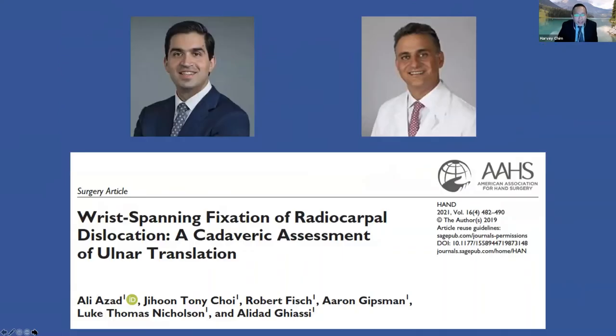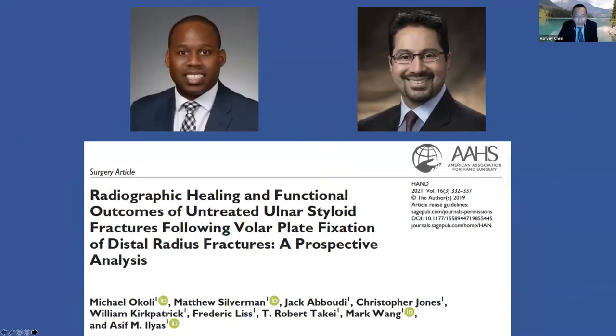So we have an exciting lineup of papers today. First of all, our first paper will be Wrist-Spanning Fixation of Radiocarpal Dislocation, a Cadaveric Assessment of Ulnar Translation. And we have Drs. Ali Azad and Alidad Ghiassi joining us tonight for the discussion. Next, the second paper is Radiographic Healing and Functional Outcomes of Untreated Ulnar Styloid Fractures Following Volar Plate Fixation of Distal Radius Fractures, a Prospective Analysis. And we have Dr. Asif Ilyas joining us today.